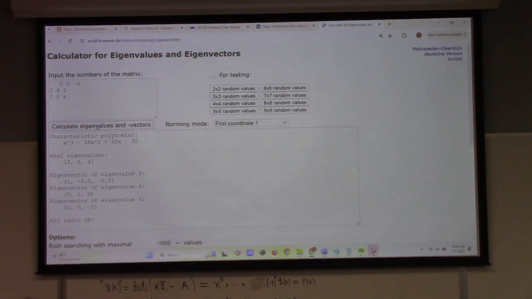So we need to talk about diagonalization. What does it mean to diagonalize a matrix? And can we diagonalize this matrix we're looking at right now? What do you think?